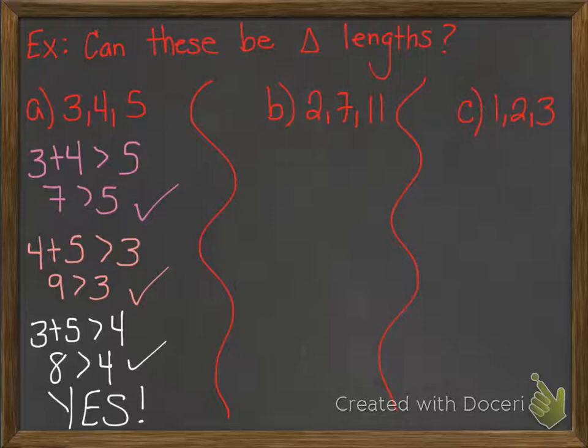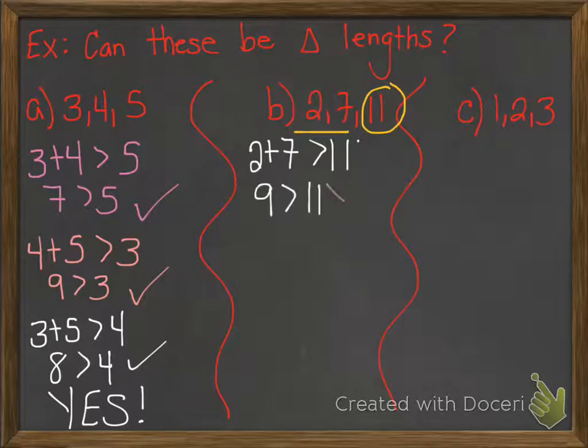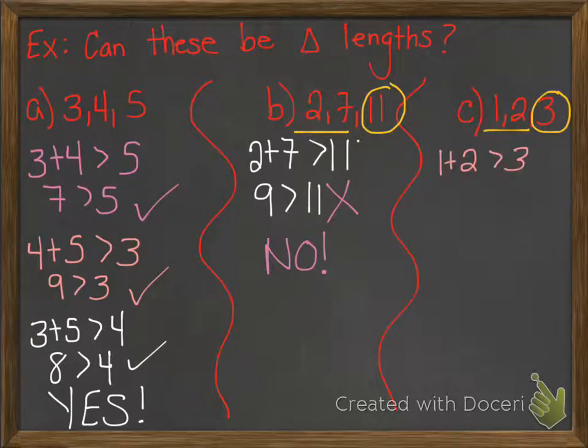With B, the first time I'm going to look at 2 and 7. And I know 2 plus 7 must be bigger than 11. 2 plus 7 is 9. 9 is not bigger than 11, so I do not have a triangle. I don't even care about my other two sides. Don't have a triangle here. All right, with C, let's start with 1 plus 2. I know 1 plus 2 must be bigger than 3. 1 plus 2, however, is 3. 3 is not bigger than 3, so I do not have a triangle.